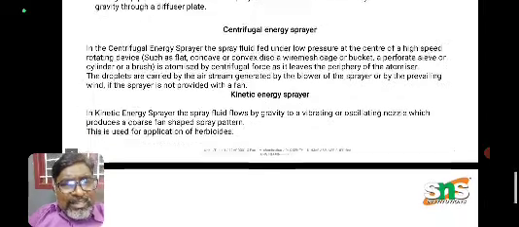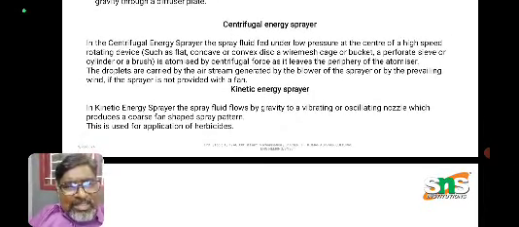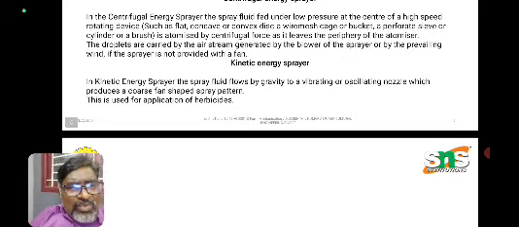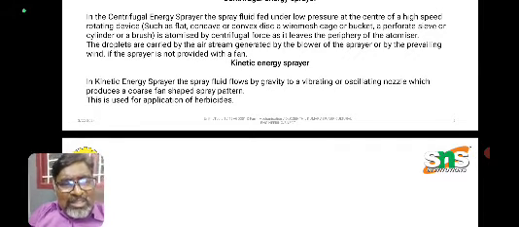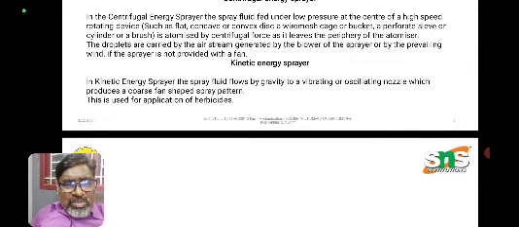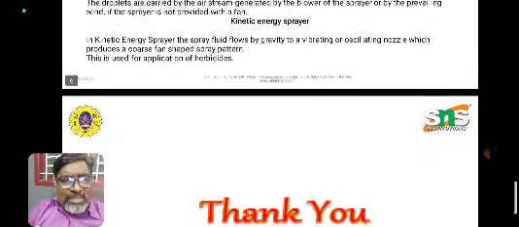Next, the kinetic energy sprayer. In the kinetic energy sprayer, the spray fluid flows by gravity to a vibrating or oscillating nozzle. So the nozzle is either in a state of vibration or in a state of oscillation, and in that nozzle we are applying the spray fluid. It produces a coarse fan shaped spray pattern. So the shape of the pattern will be a fan shape. This is used for application of herbicides.